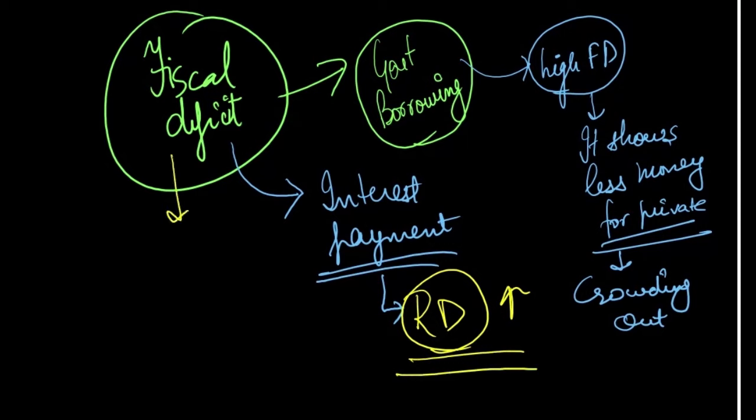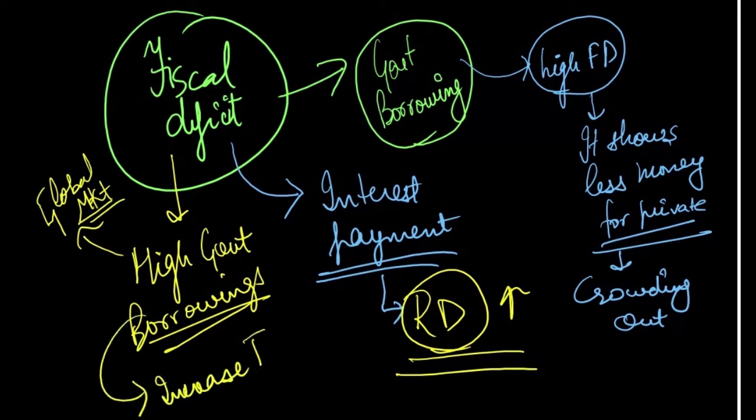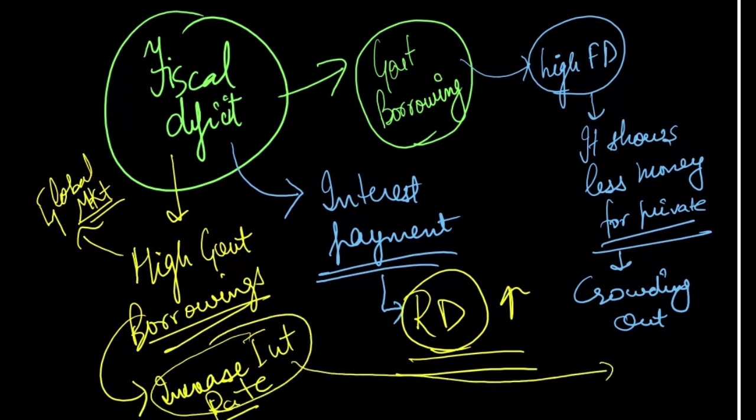High fiscal deficit means high government borrowings. This reduces the credibility in the global market and increases the interest rate in the economy. As there is less money supply, that ultimately leads to crowding out.